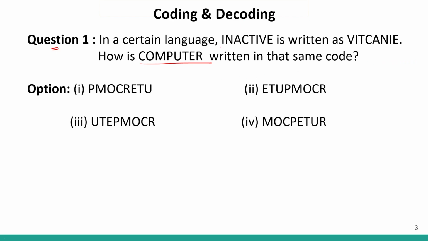Now, I have told you, whenever you see similar letters, correct? The alphabets have not changed. When alphabets are the same, we consider the possibility of rearrangement. That means these letters have been arranged in a particular pattern to get the code. So I will write them one below the other. So INACTIVE will be written as, this is the code, VITCANIE.